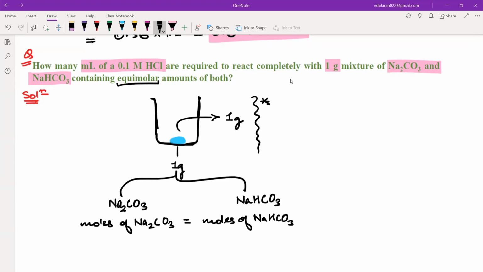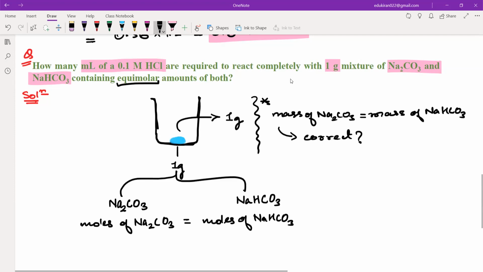Now, this leads me to ask you a question. If I say the number of moles of Na2CO3 is equal to the number of moles of NaHCO3, does it mean that the mass of Na2CO3 is also equal to the mass of NaHCO3? Is this statement also correct? Tell me. Rishan, tell me, is this correct? Yes or no? Send your answers in chat. I'm asking, is this statement correct? If I have the number of moles equal, then will the masses of those two substances also be equal? Please write in chat fast.